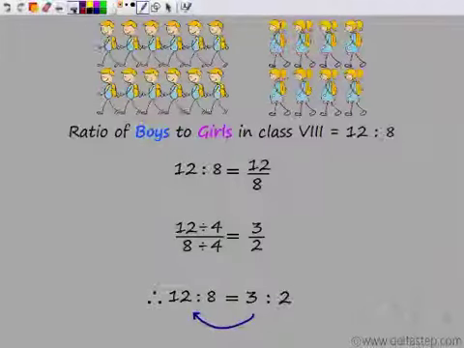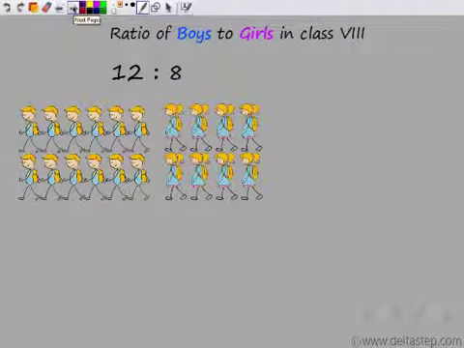Now let us see what the ratio tells us. We have 12:8 here. That is 12 boys to 8 girls. That is the ratio of boys to girls. So that is 12 plus 8, which is 20. Out of 20, I have 12 boys and 8 girls. Now I've seen that this 12:8 is also equal to 3:2.